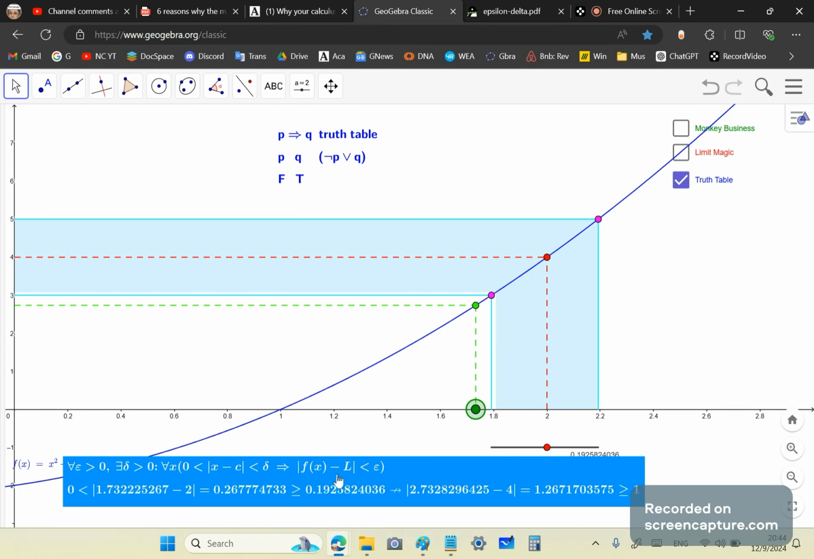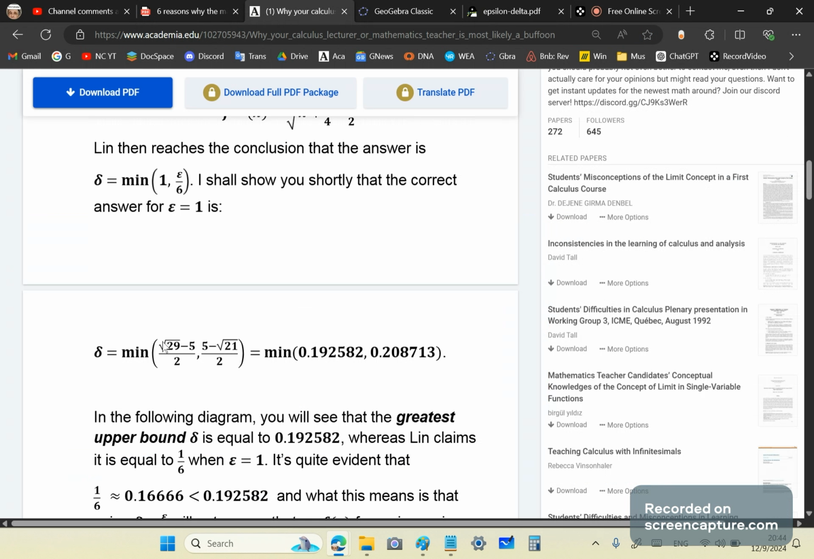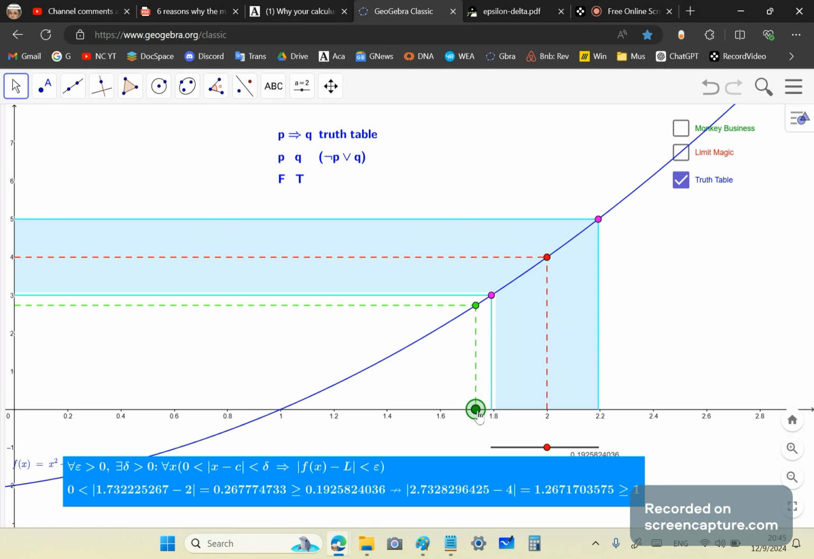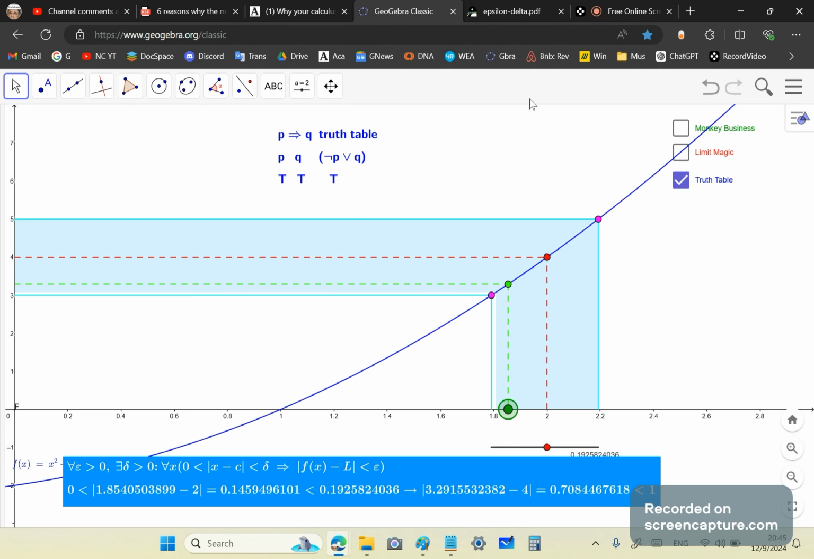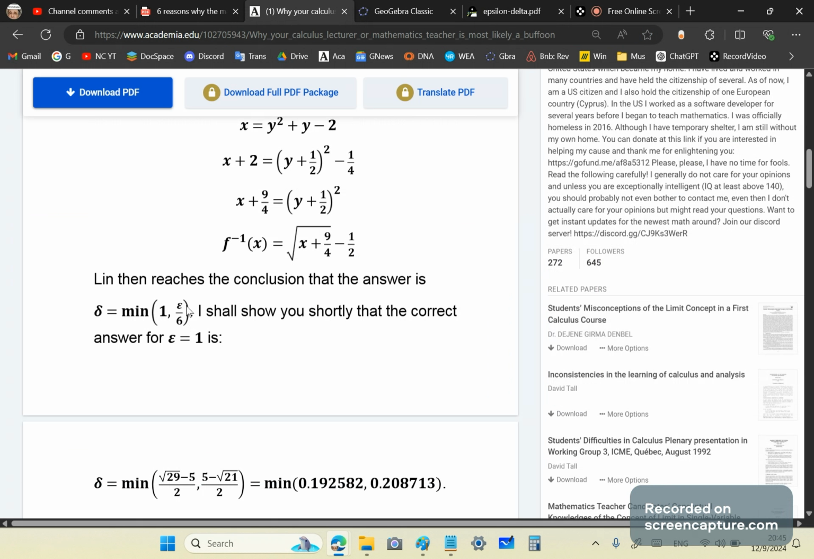So if, for example, they've come up with a minimum, and the correct minimum is the one I show you, not the one that Lin shows you. The one I show you is this one here. Delta is the minimum of the square root of 29 minus 5 over 2 and 5 minus square root of 21 over 2. Now, honestly, the best of you are too stupid to know how I got that. Okay, so I'm not going to dwell on that, but I'm going to show you that Lin is wrong. It's not a minimum of 1 and epsilon over 6 as he claims in his article. He claims it's a minimum of 1 and epsilon over 6.